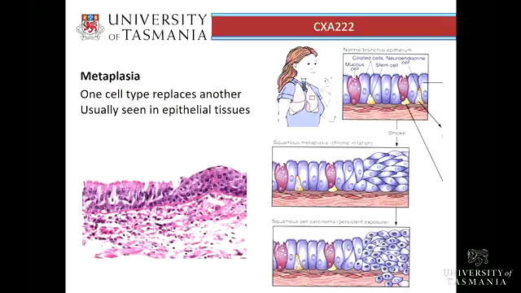So the example here, 5 guesses at who provided it, is one of a smoker undergoing squamous metaplasia. So we've got our normal pseudostrat here, and with chronic exposure to the irritant that is smoke and the 70 other carcinogens in a cigarette, you actually get a development of a stratified squamous epithelium, and this is termed metaplasia.